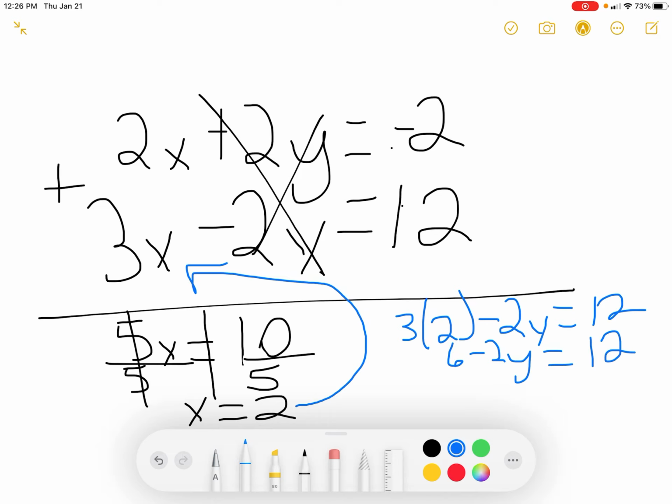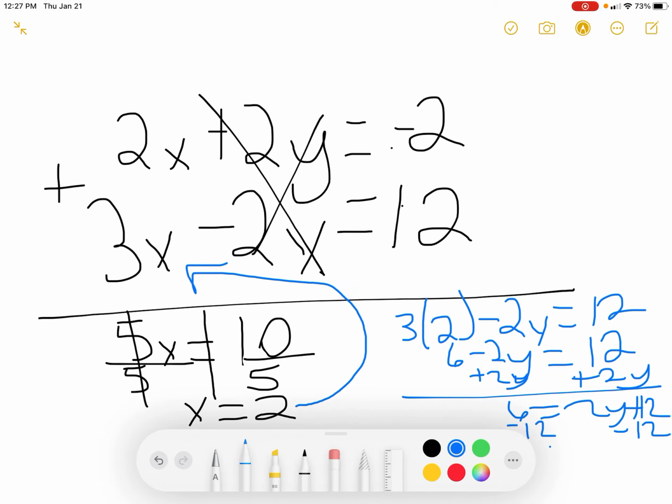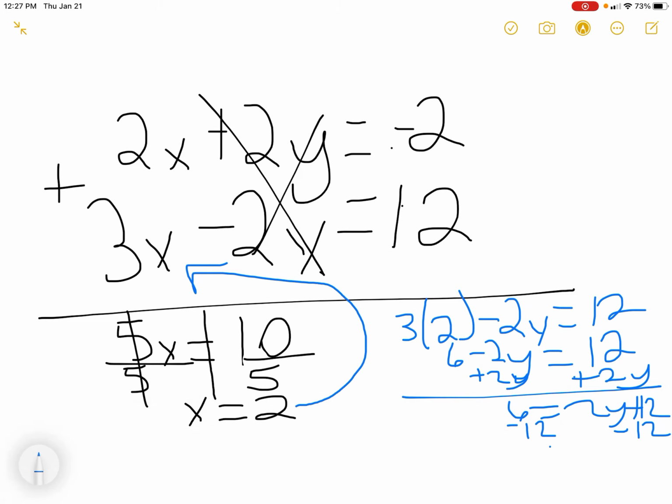And now all I'm doing is getting that y by itself. So I'll add 2y to both sides. That will give me 2y plus 12 equals 6. And then when I subtract 12 from both sides, I'll get negative 6 equals 2y.